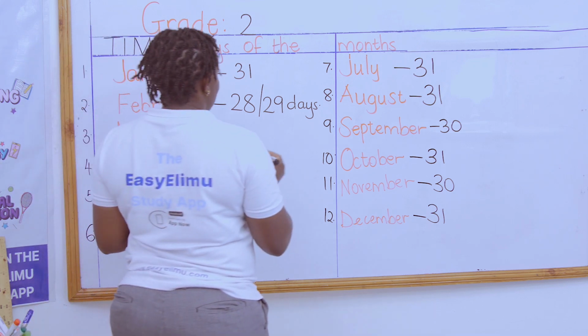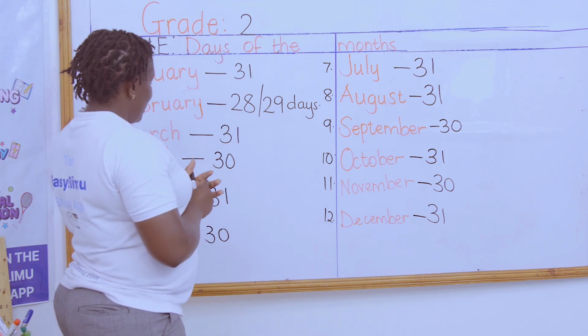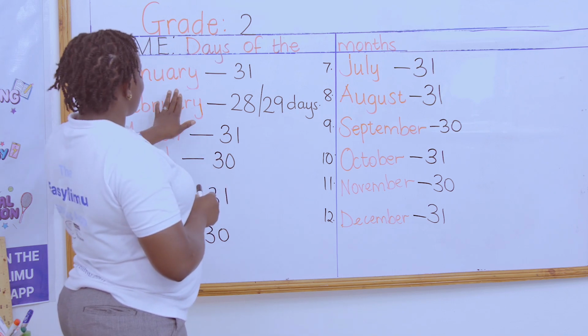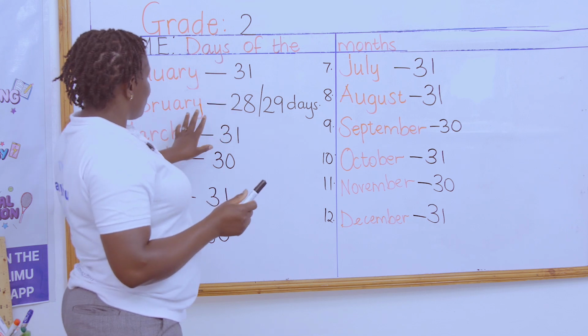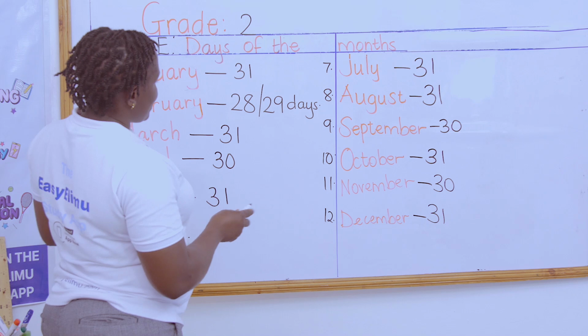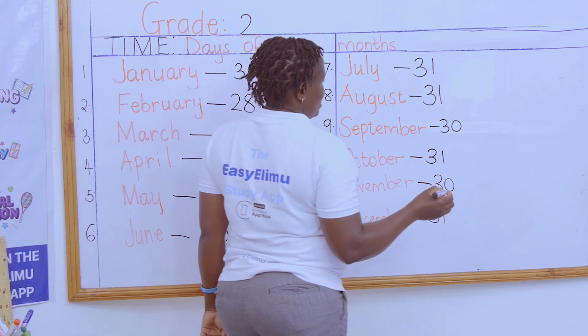So we have learned that each month of the year has a different number of days depending on the month. January has 31 days. February, 28 or 29 days. The year that we are talking about is a full year.